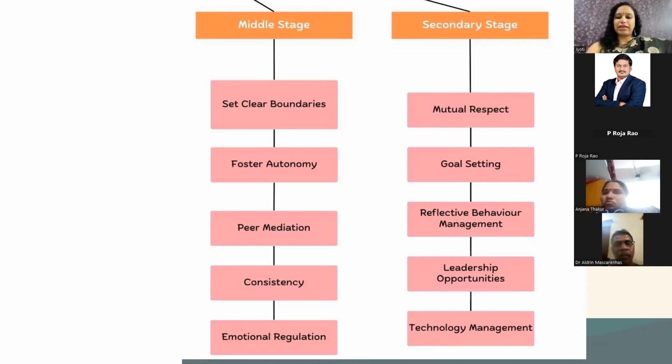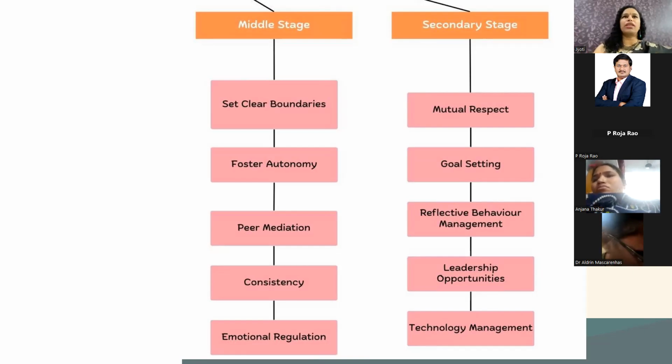Next, reflective behavior management. Sometimes these children at this age start challenging you. You're not supposed to write on walls, they will write on walls. You're not supposed to play ball in class, they will do it. So for these kinds of behaviors, you need to do two things. I would like to focus on these two things.